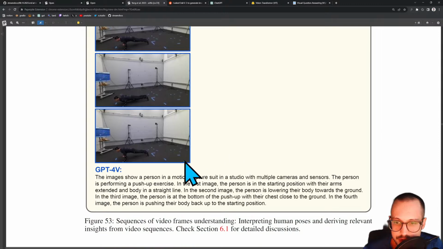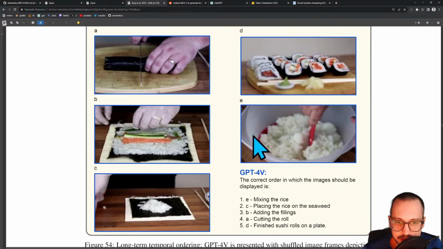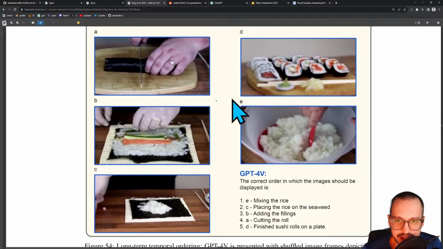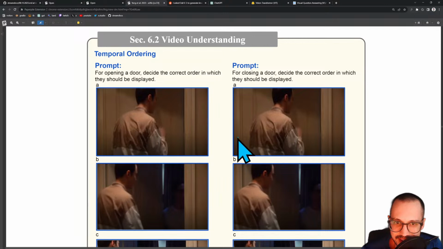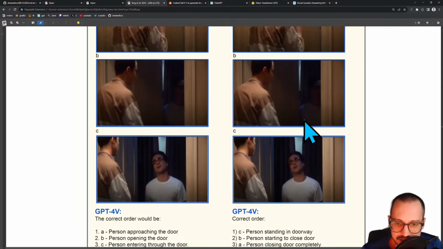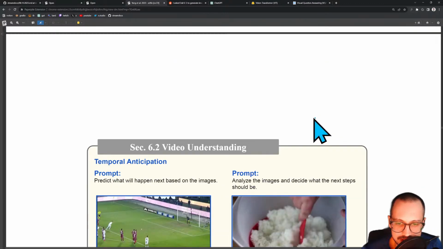Explain the images. Person doing push-ups. Person in a motion capture suit, multiple cameras, lowering their bodies. Cutting sushi. Display the order. Mixing the rice, placing the rice, adding the fillings, cutting the roll, finish. Damn, look at that. Pretty good. This is so impressive.